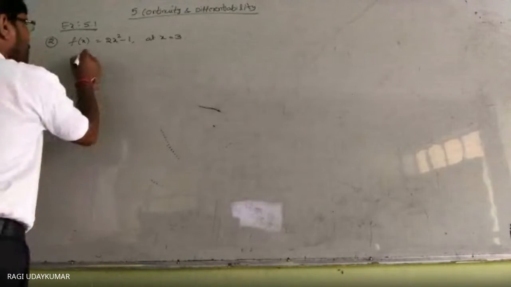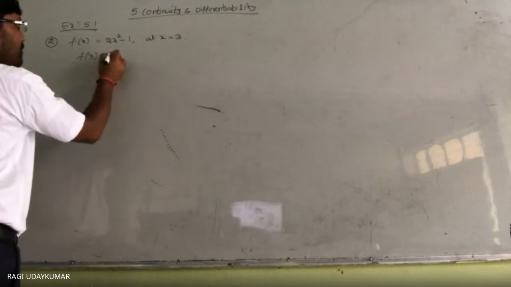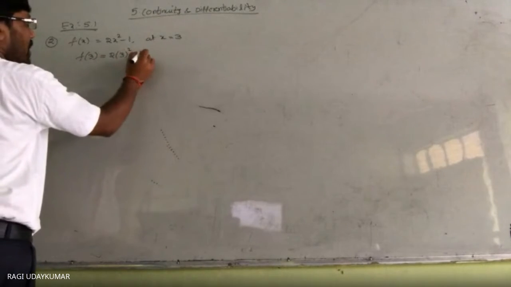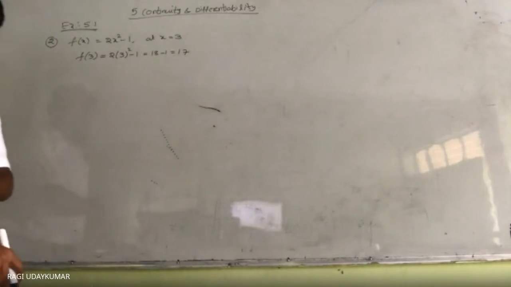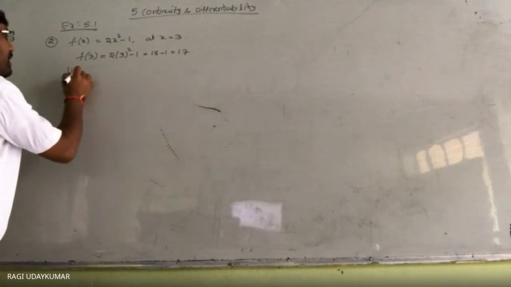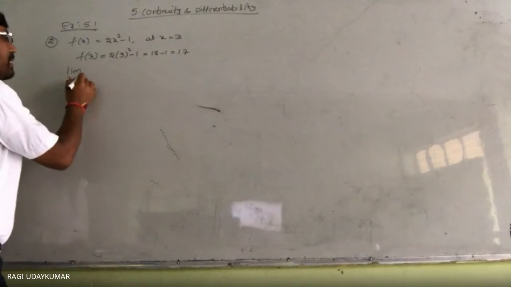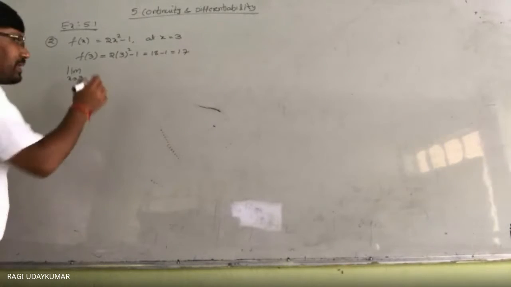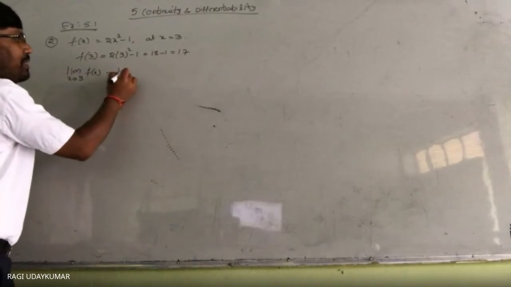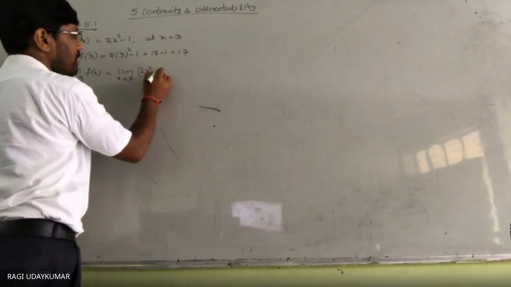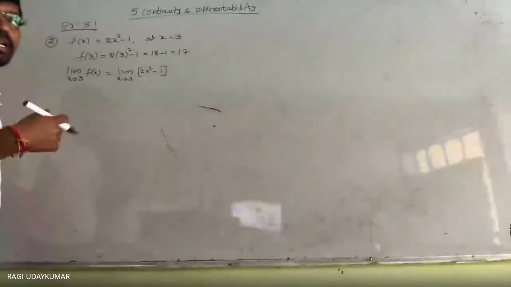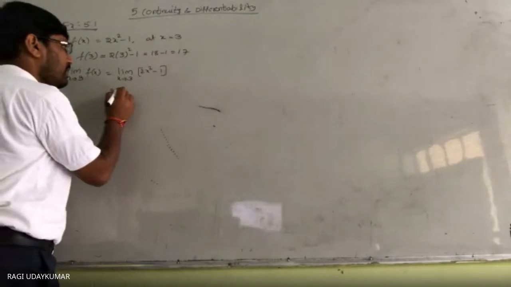3. So the given function is at x equals 3, and we need to find the limit. First, find f of 3. f of 3 is nothing but 2 into 3 square minus 1, which is 18 minus 1, equals 17. Now the limit as x tends to 3 of f of x is 2x square minus 1. As it is a polynomial function, you directly substitute the value 3.